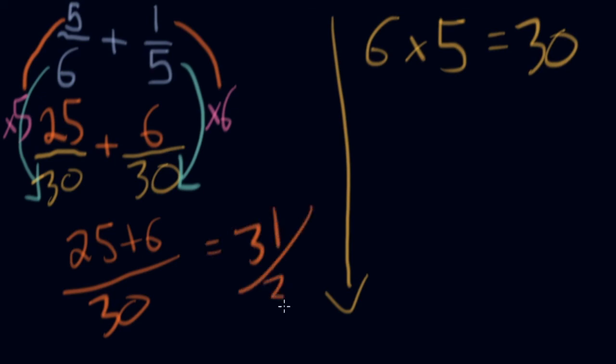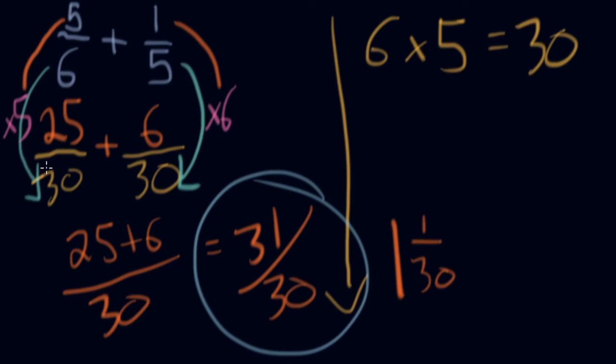Now, some teachers might say, I want to change that into a mixed number. So it becomes 1 and 1/30. But if you have Mr. Douglas, he wants you to keep it as 31/30, like that.